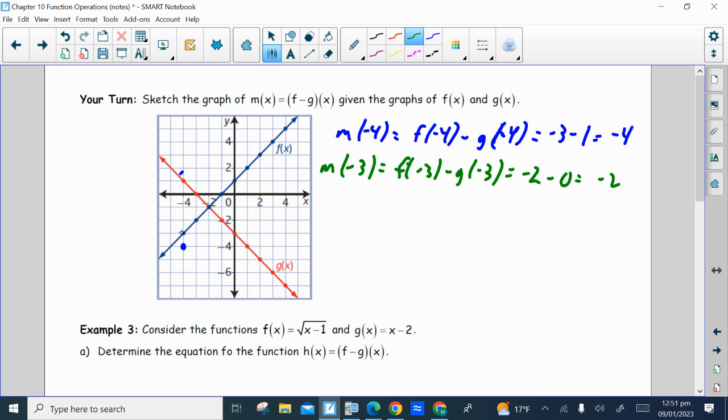So the first one was negative 3, take away 1. That would give us negative 4. The second one is negative 2, take away 0. That gives us negative 2, which is that point right there.